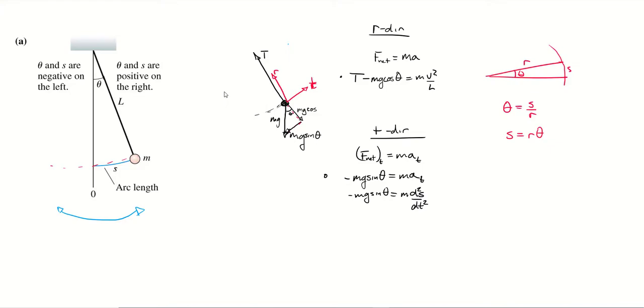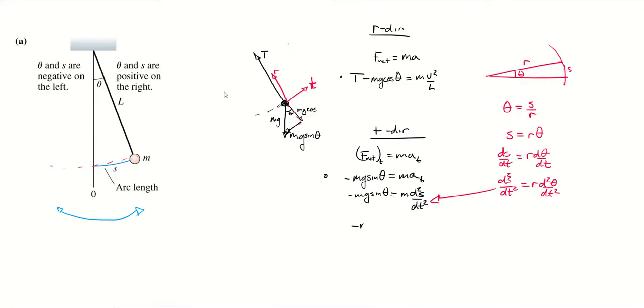So if I take the derivative of s with respect to time, since I'm staying at a constant radius, this is just going to be r dθ/dt. And if I take the second derivative of that position along the arc length with respect to time, that's going to be r times the second derivative of theta with respect to time. So I can make that substitution in Newton's law here.